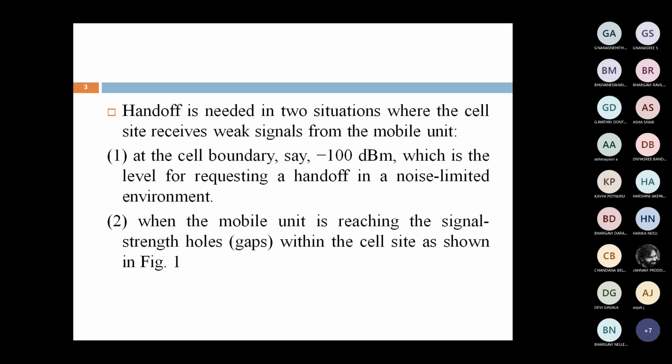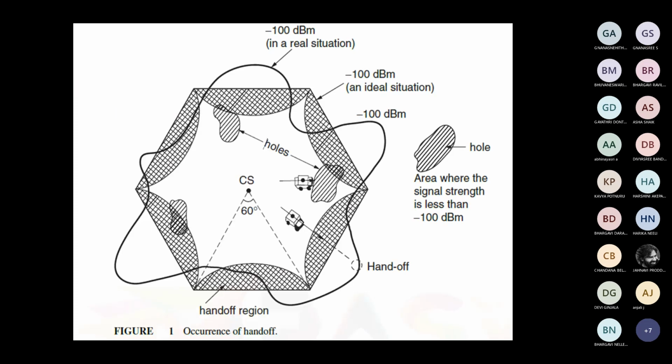Now I am explaining these two handoff situations using the figure. See this figure, when handoff occurs. I am using a hexagonal cell. Here is the cell site, with 60 degree sectoring into 6 parts. The actual minus 100 dBm boundary is the real one, while the hexagon is the ideal, for engineering drawing purposes.